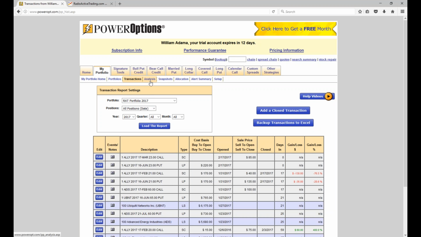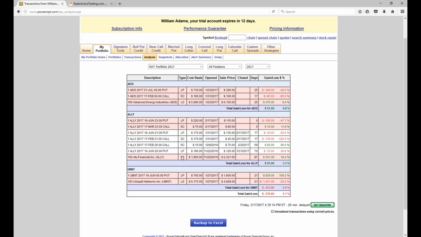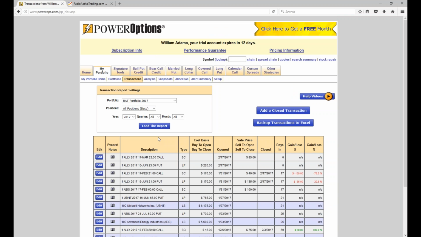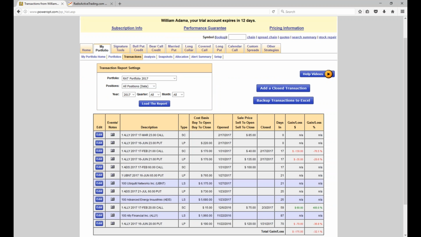Now I'm going to go back to our analysis view, David, that you were looking at before on ALLY. You see here, here's my February 20 call, the same realized gain and loss, but now I sold it at 75 cents, bought it back for 15 cents, or $15 for one contract. So you can't edit here in the analysis, but you can edit in the transactions view.